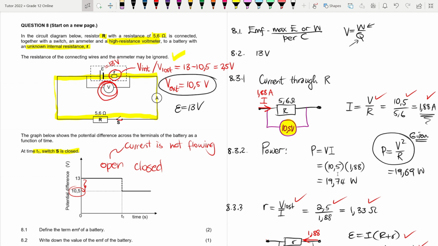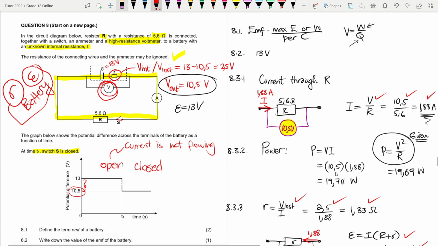Is internal resistance always a constant? Yes, good question. Internal resistance doesn't change. This one is a constant of a battery, just like EMF. Okay. All right. Good question there.